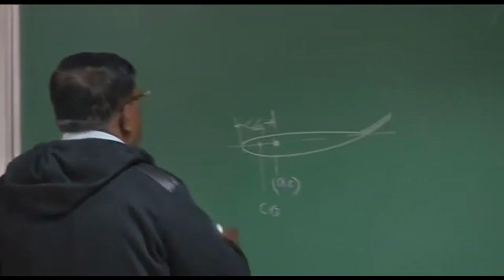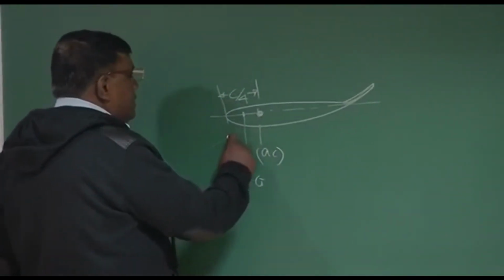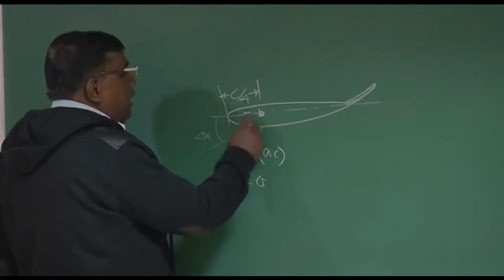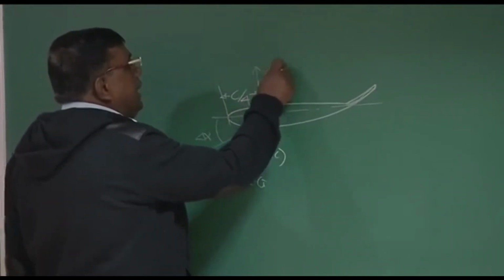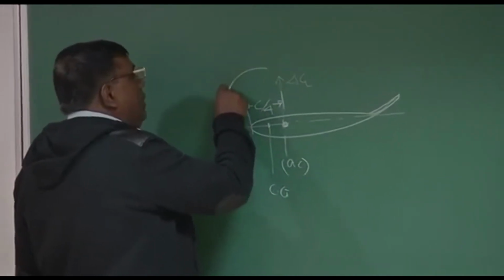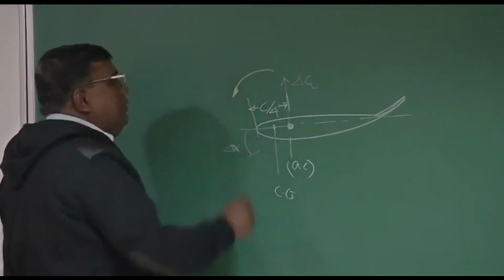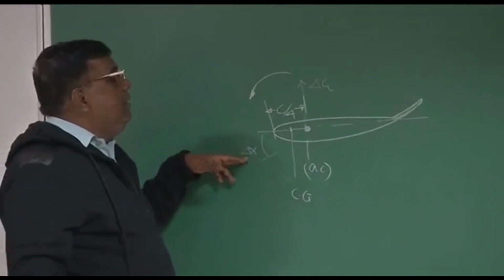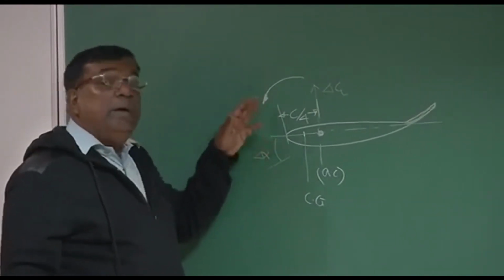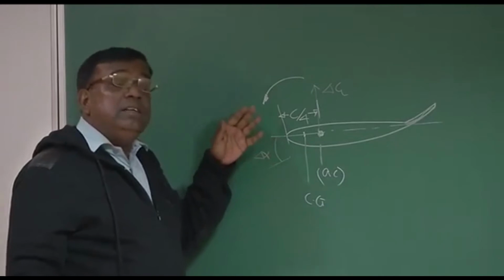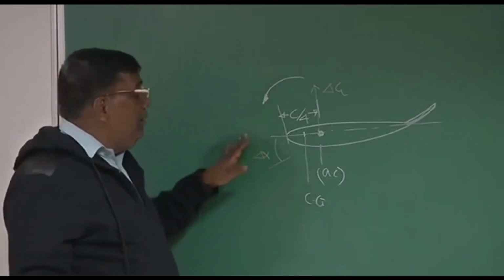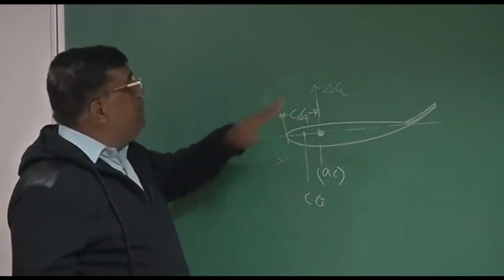Although we know by now that whenever AC is behind CG, it gives stabilizing moment, we can always cross-check. It's better to cross-check. Suppose if I give a disturbance, some delta alpha here, I see there will be a delta CL acting here, which will give a nose-down moment about CG. That means it will try to discourage the delta alpha, or it will have an initial tendency to come back to its original equilibrium. So we say this is a statically stable case.